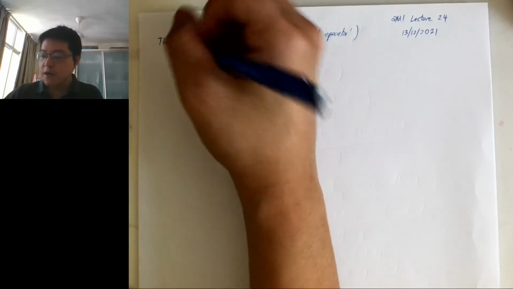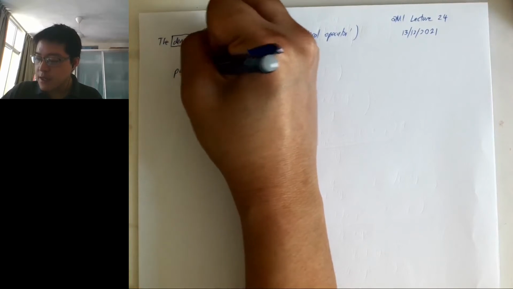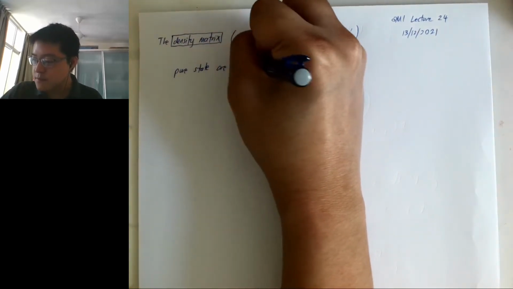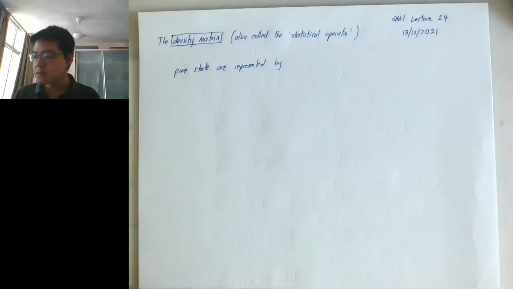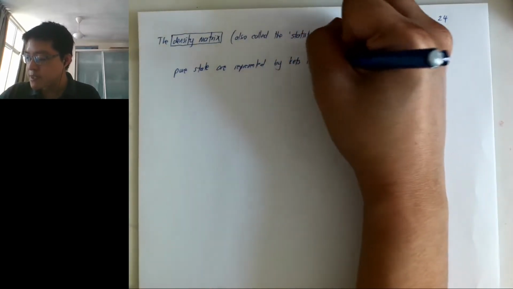Most of the time we are talking about pure states. Pure states are represented by vectors, which we will call kets, kets in Hilbert space.